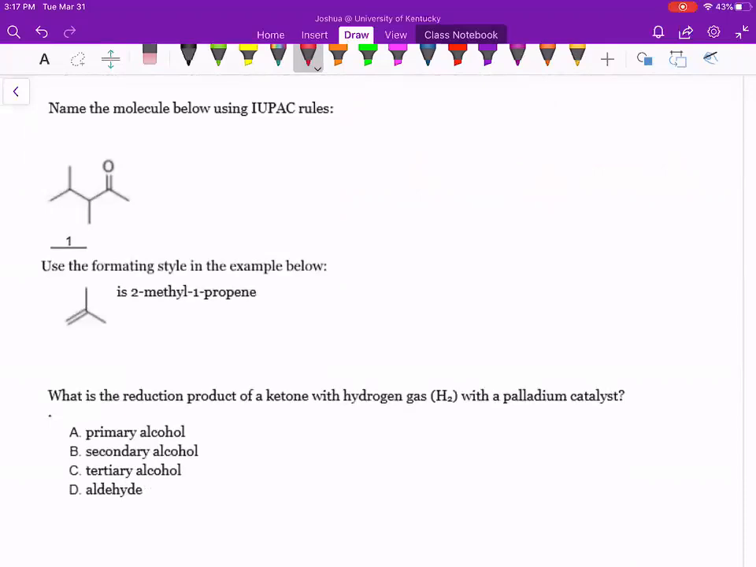Next question. Name the molecule below using IUPAC rules. 3,4-dimethyl-2-pentanone. It's a ketone. The carbonyl group is at carbon number 2.